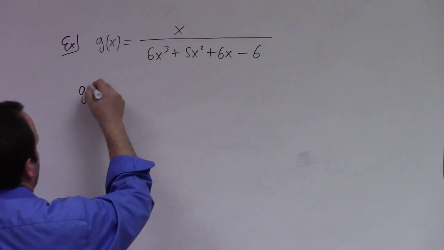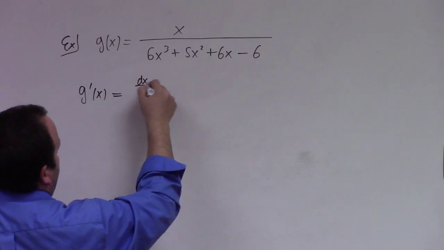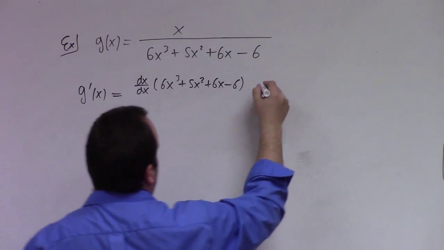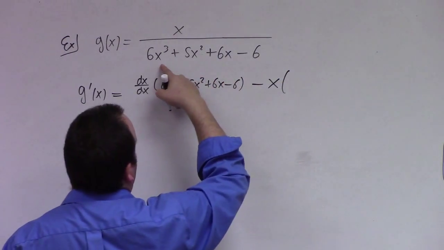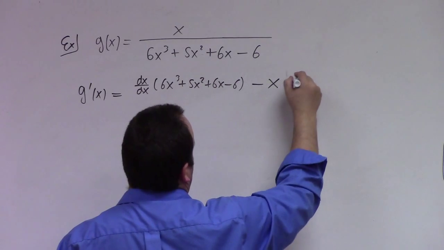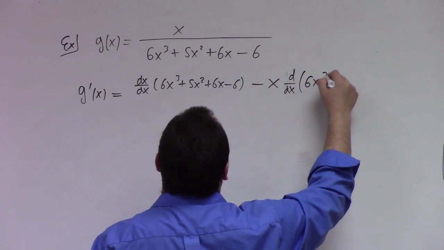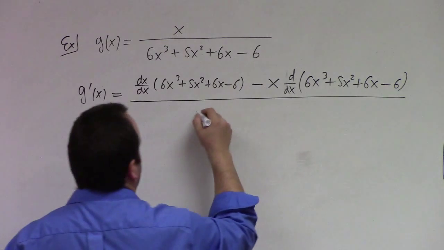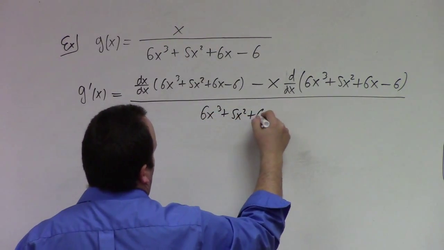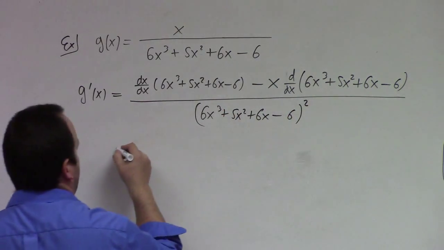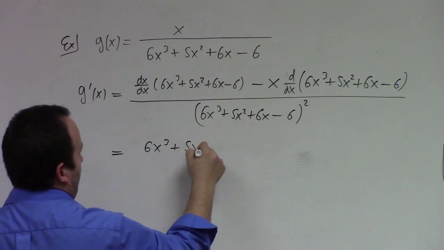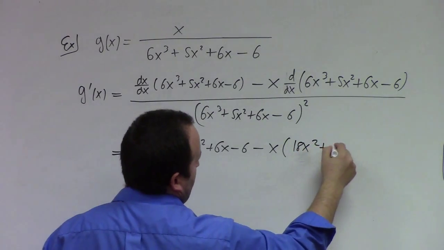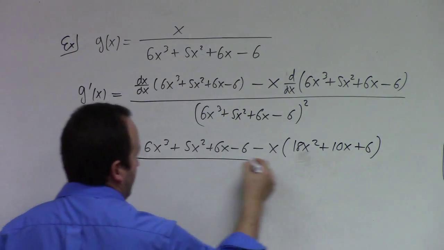So g prime of x is what? I do the derivative of the top, d/dx of x, times the bottom, minus the top times the derivative of the bottom. I'll write it symbolically to start with: d/dx of the denominator function, 6x cubed plus 5x squared plus 6x minus 6, all divided by the denominator squared. And so you do the derivatives. What do you got? 6x cubed plus 5x squared plus 6x minus 6 minus x times 18x squared plus 10x plus 6, all divided by the denominator squared.